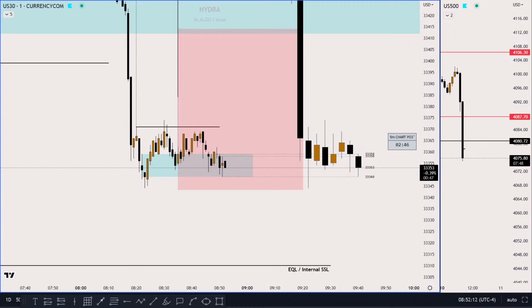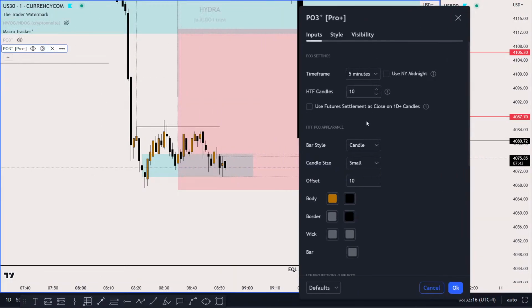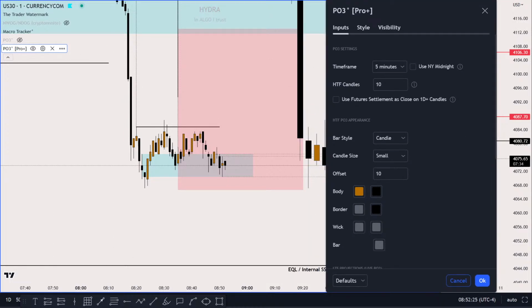Can you share the indicator settings on Power 3? It depends on you, right? That's the setting. I'm using a Pro Plus, so that's a paid indicator. That's the setting. You can take a screenshot.